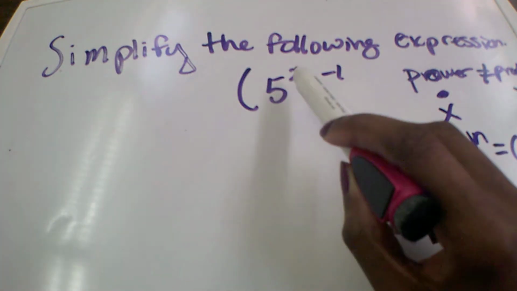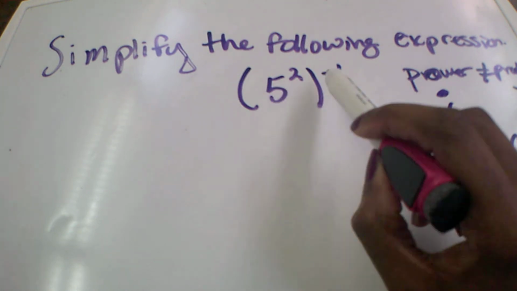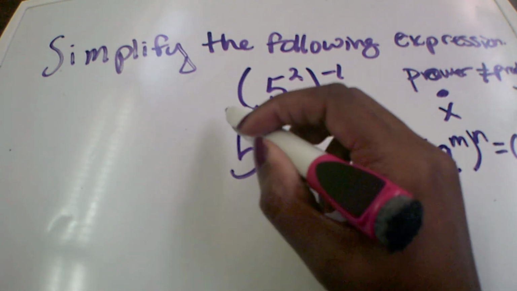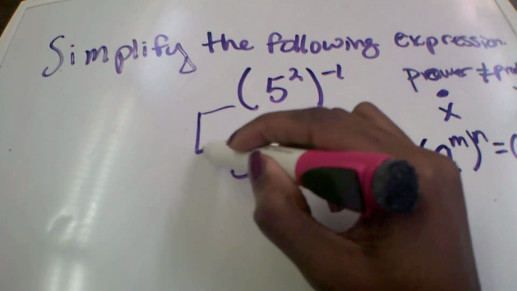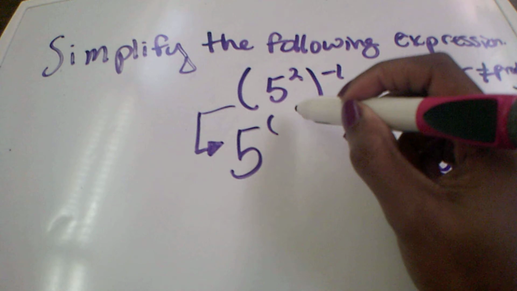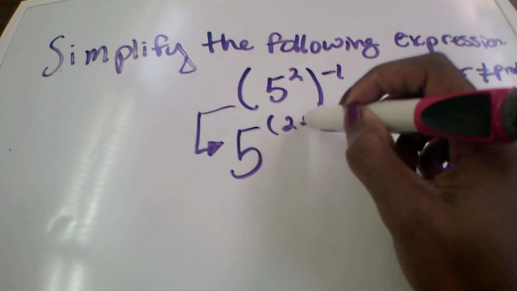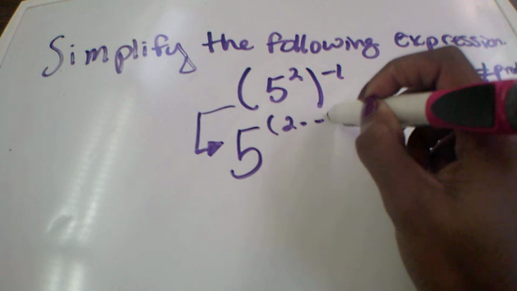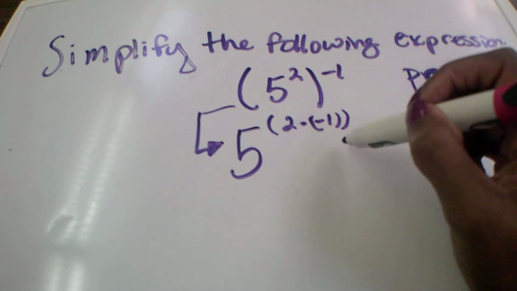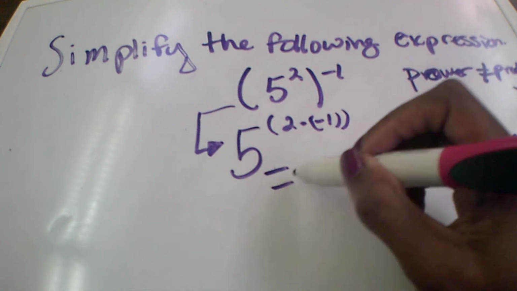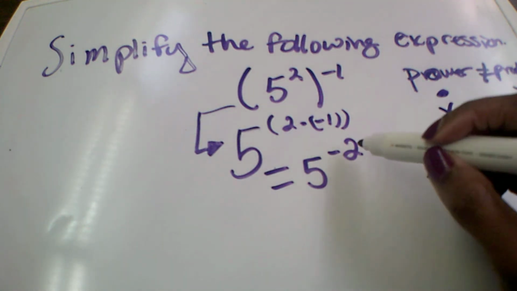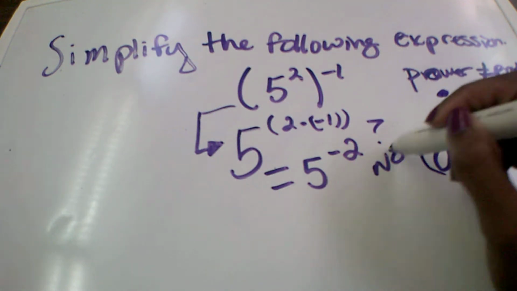So we have 5 to the 2nd power, and this is to the -1 power. Alright, so all we have to do is rewrite, because you know I like to write my steps here. 5 to the 2 times -1, I'm going to put my little extra parentheses here, power. Alright, 2 times -1 is what? -2. That's really easy. The only issue here is, can we leave it like this? No. We have to keep going.